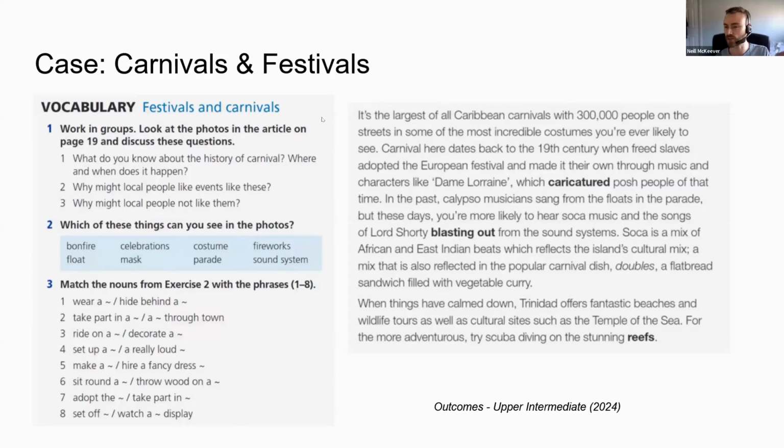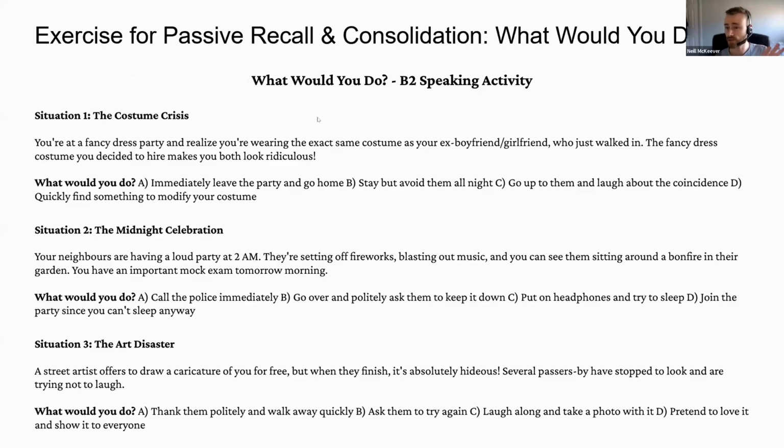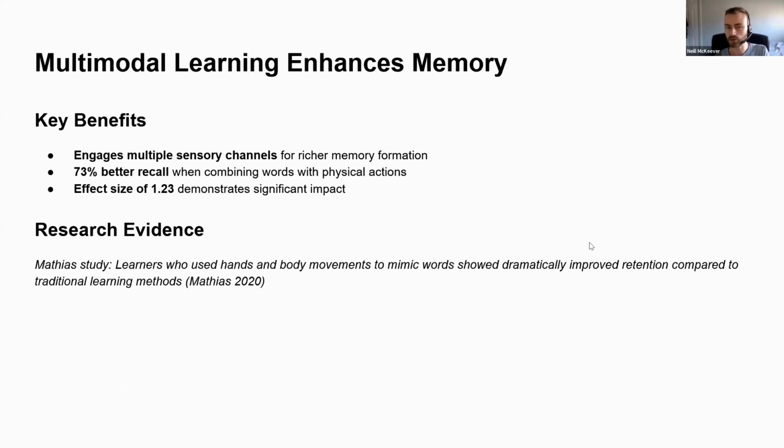I should say, sorry, this was about festivals and carnivals. The speaking exercise that I did had nothing to do with festivals and carnivals, different topic, but it recycled the vocabulary and it's a fun activity. So, for example, if you look at number two, situation two, the midnight celebration, your neighbors are having a loud party at 2 a.m. They're setting off fireworks, blasting out music, and you can see them sitting around a bonfire. And three vocabulary items are in that sentence alone. When I did this last week with my B2 class, none of them had to ask me what any vocabulary meant.